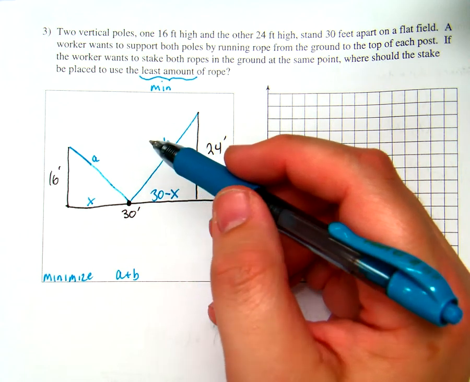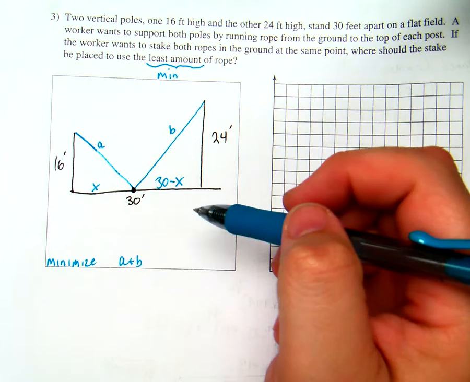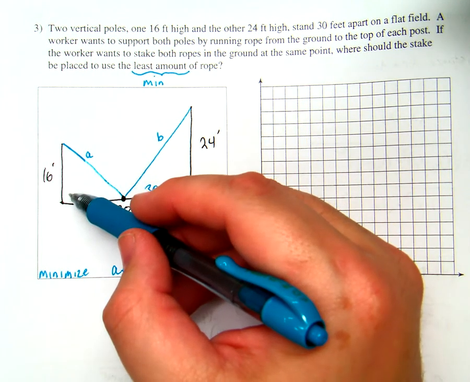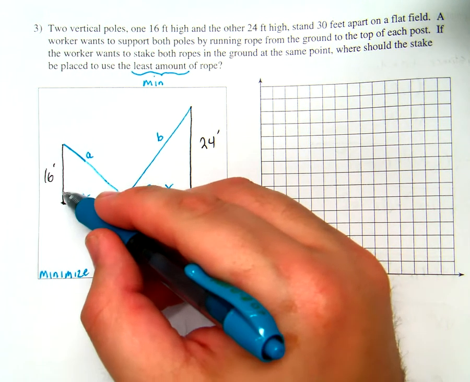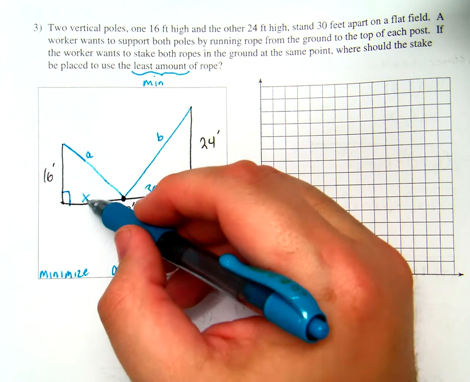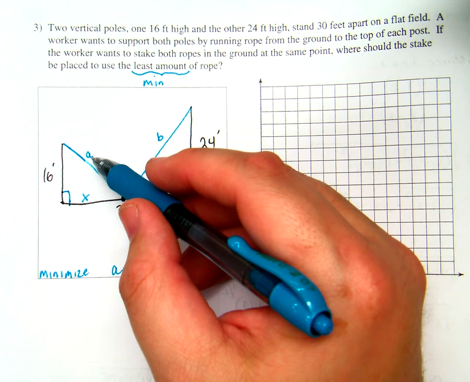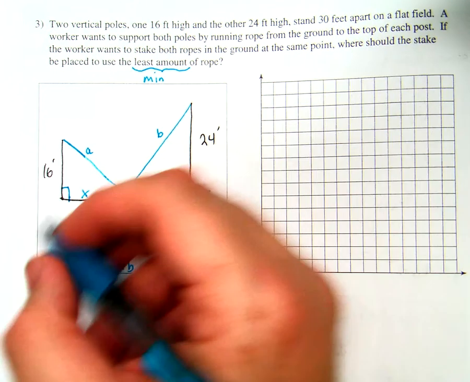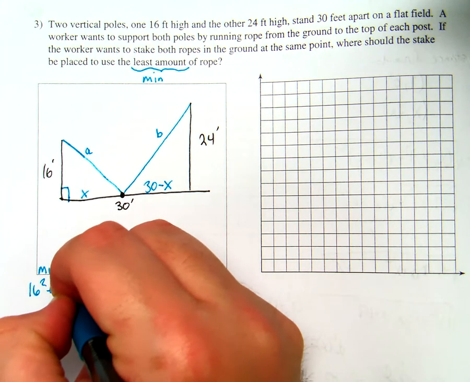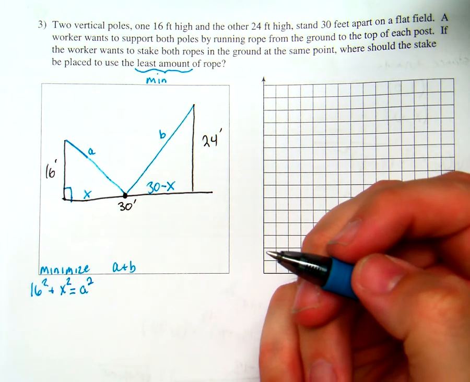Okay. Well, that's a great start right there. What shape is this? What kind of triangle? It's a right triangle. So, if I know 16 and x, can I figure out what a is in terms of x? Using what theorem? Pythagorean theorem. 16 squared plus x squared should be equal to a squared, right?